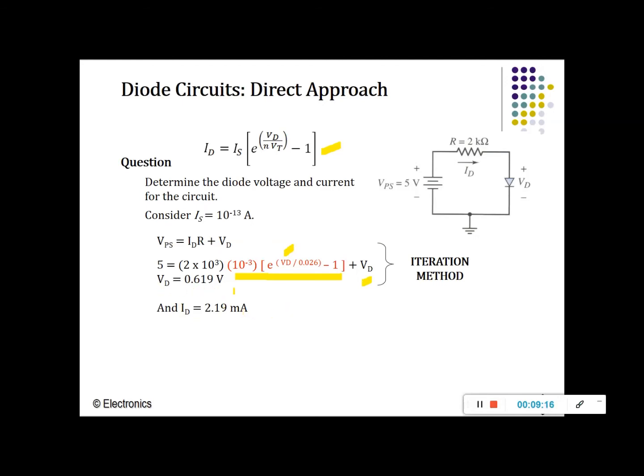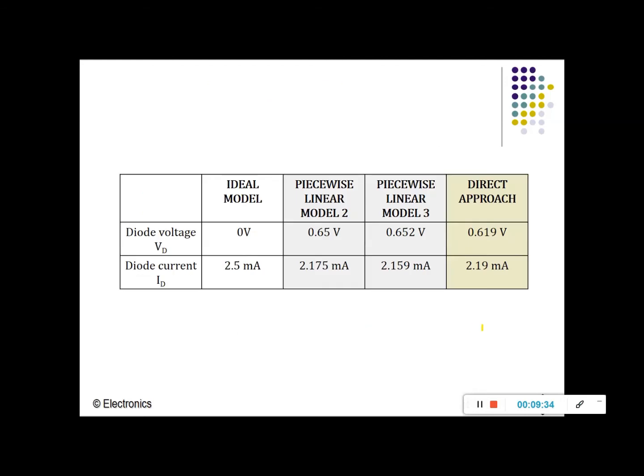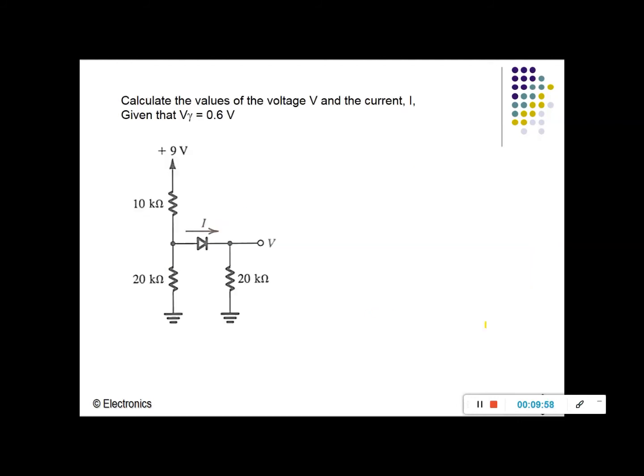And once I get the value of the diode voltage, then only I can calculate the diode current. So it is because of the time consuming mathematical operation that these models are created for the analysis. So I have this table here where I compare the three models, the ideal model, model 2, model 3 with the direct approach, and you can see that especially these two models, the values can be used as approximation. Alright, so let's look at one example.